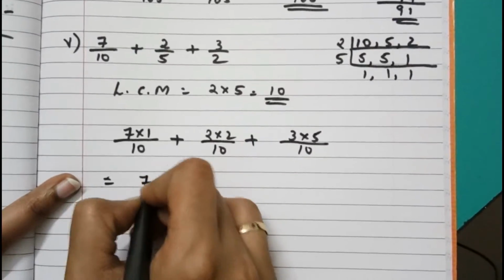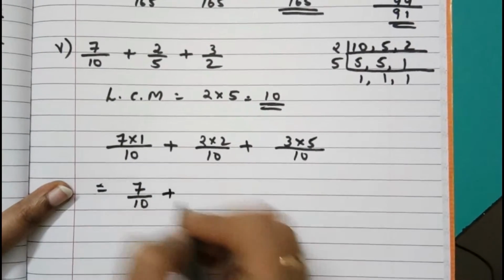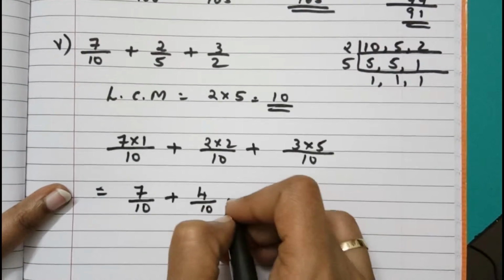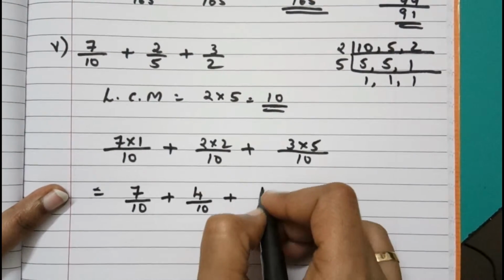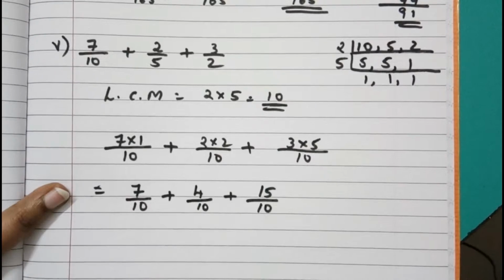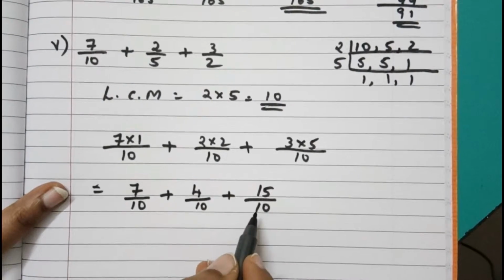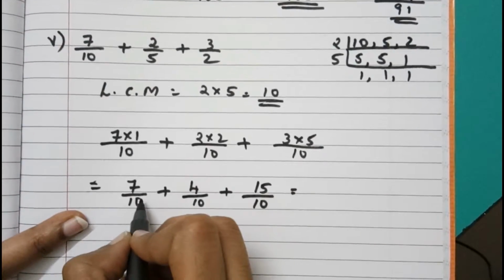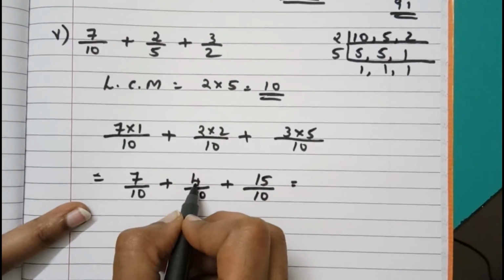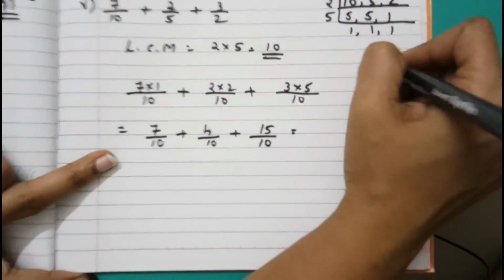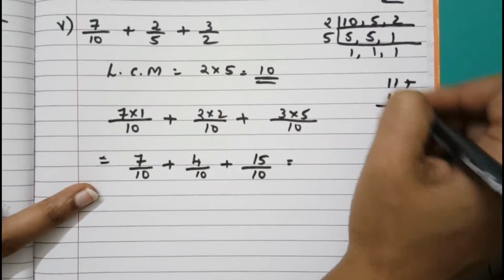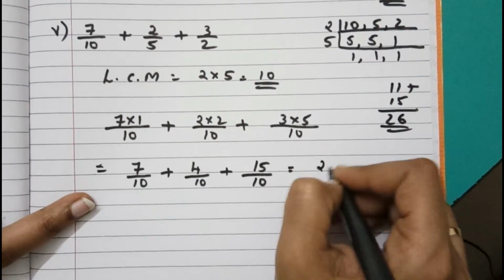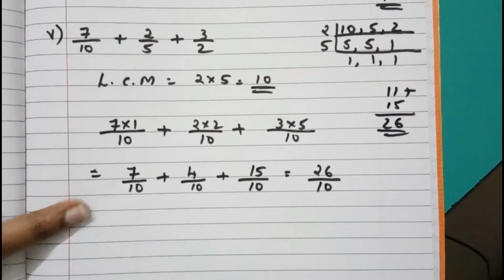7 ones are 7 by 10 plus 2 twos are 4 by 10 plus 5 threes are 15 by 10. Now since they have the same denominators, we can directly add. Okay. Now 7 plus 4 is 11. 11 plus 15: 5 plus 1 is 6, 1 plus 1 is 2. So that is 26 by 10.